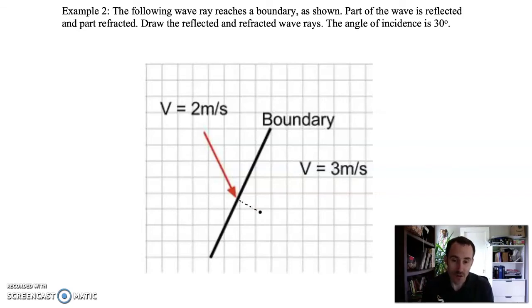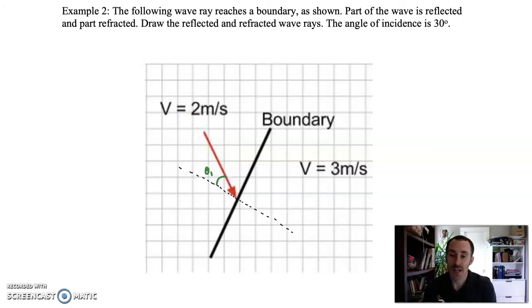So the normal line is perpendicular to the boundary, something like that. And so now I can draw in the angle of incidence, which is right here, or theta 1. And then it tells me that this is 30 degrees. That's the angle of incidence.